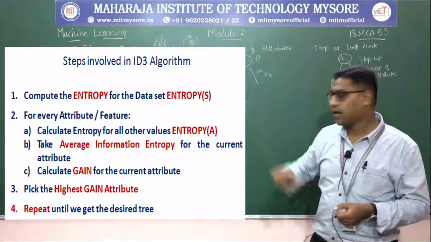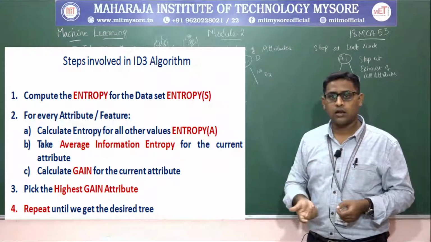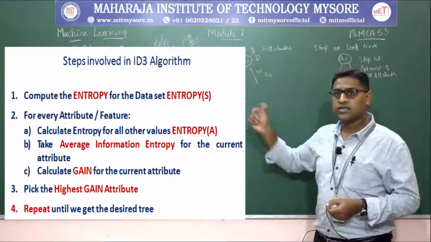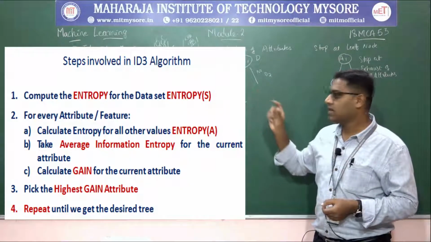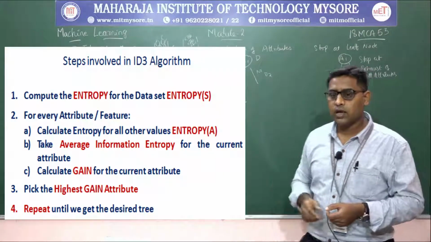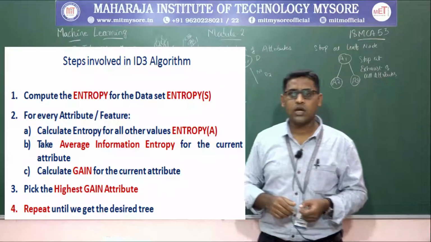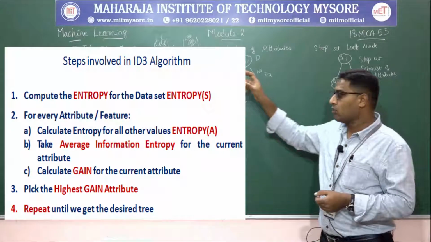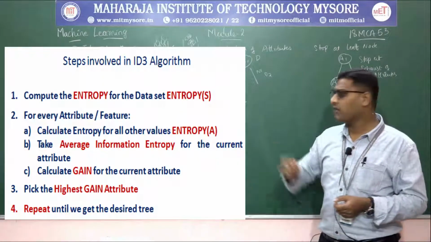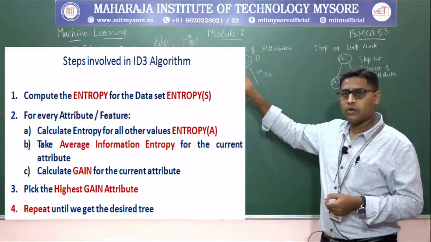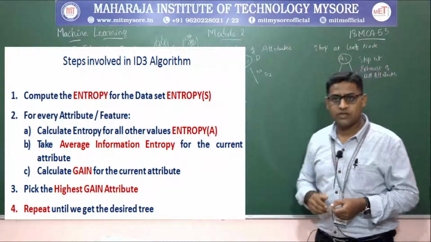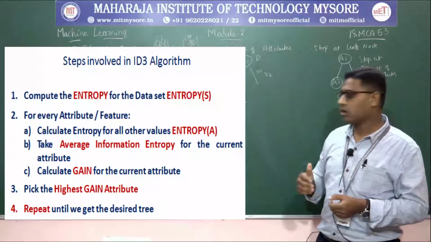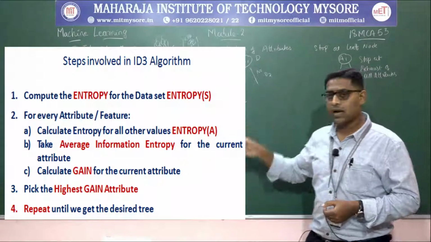The algorithm begins here. Again, I am repeating those steps. You need to compute the entropy for the data set, that is the entropy of S for the given data set S, and then for the features or attributes, you need to calculate the entropy for all their values. Then you need to calculate the average information entropy for the current attribute, and also the information gain for the current attribute.